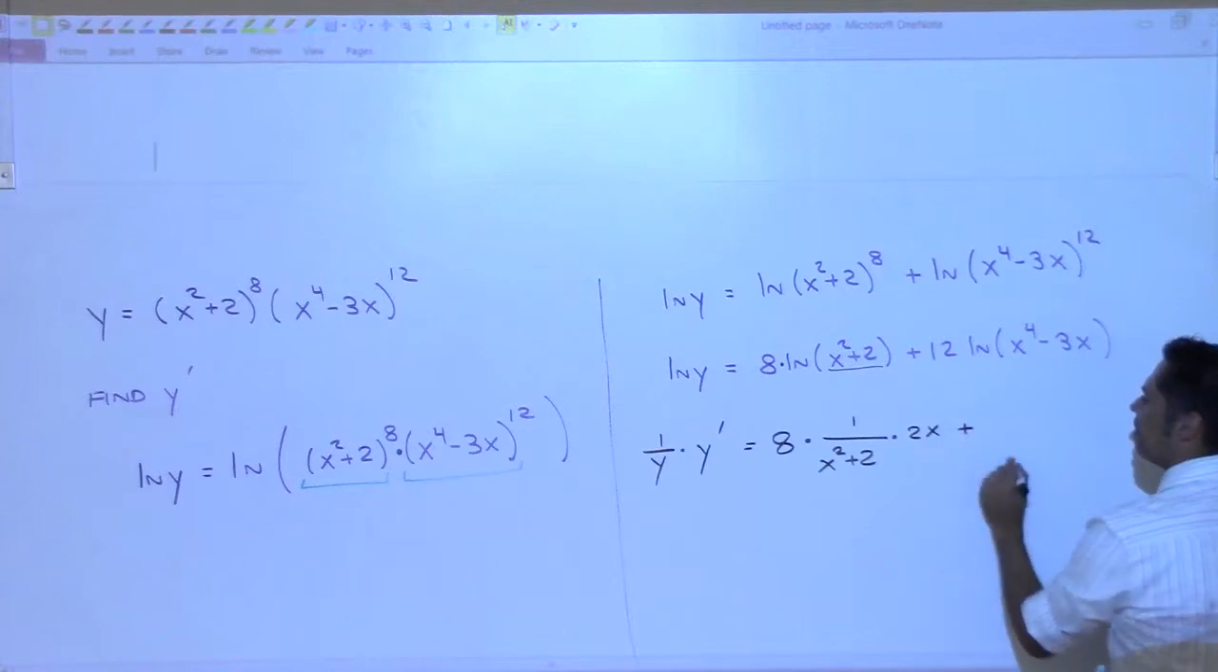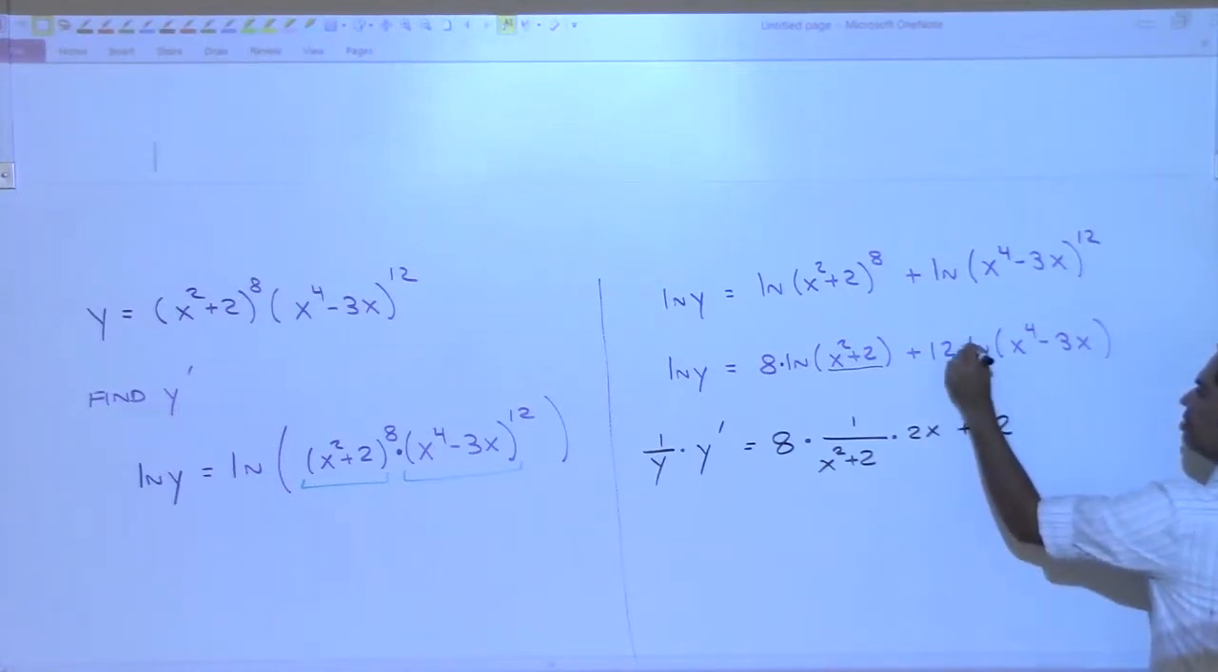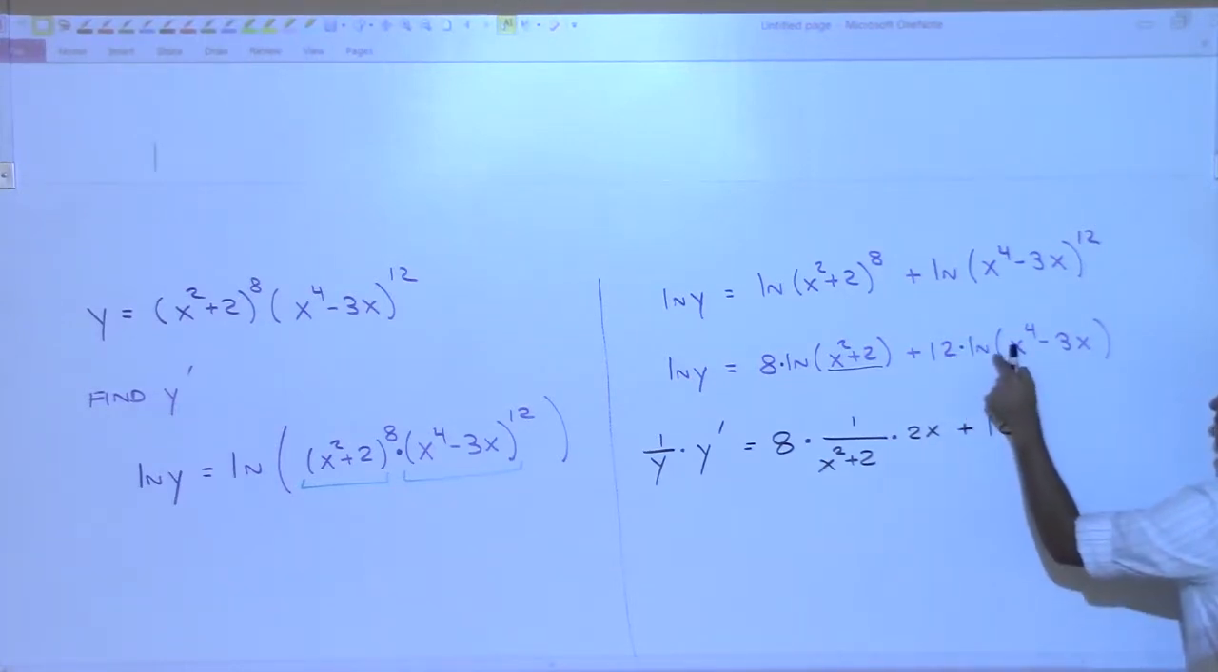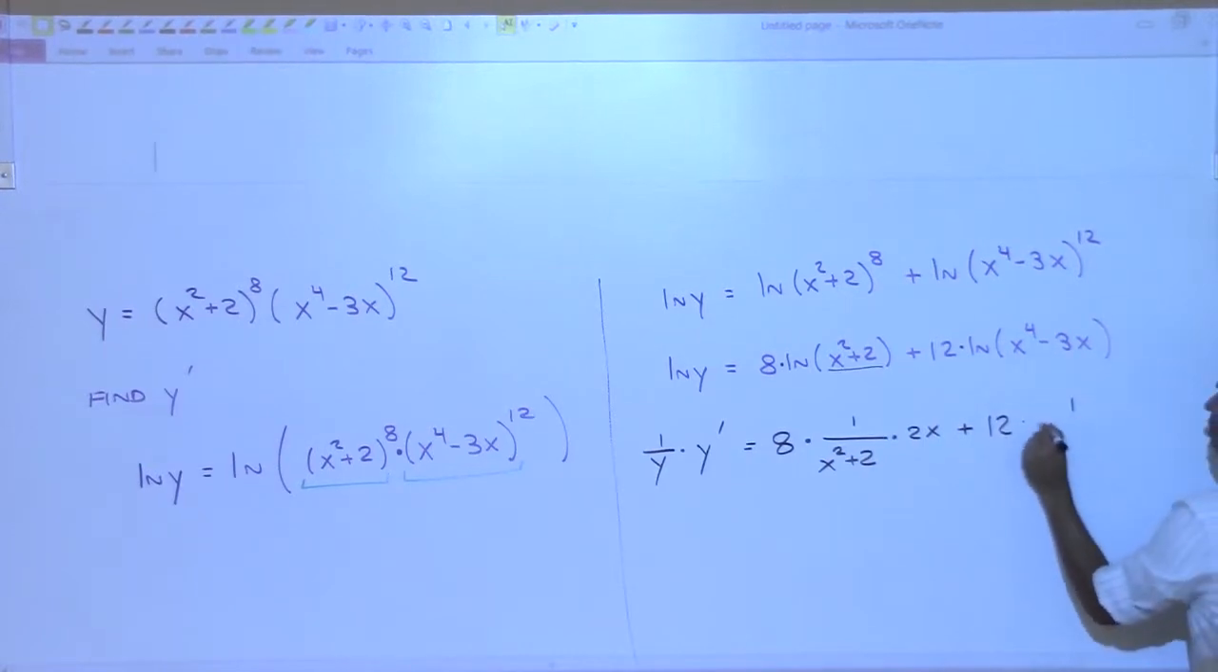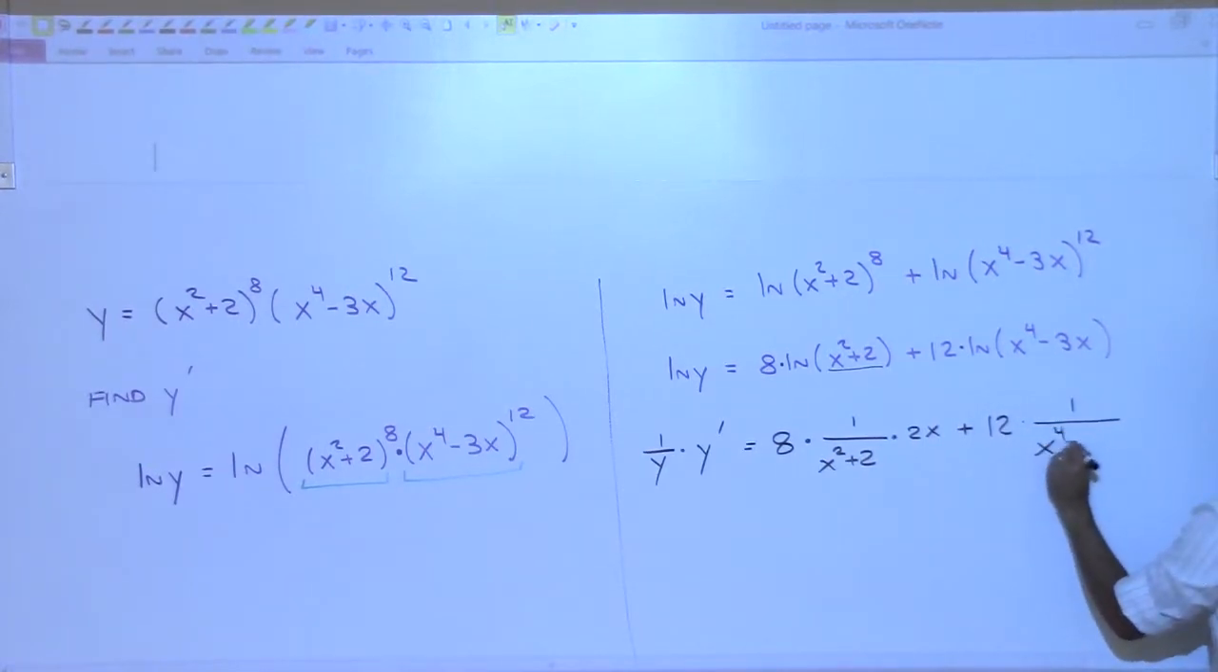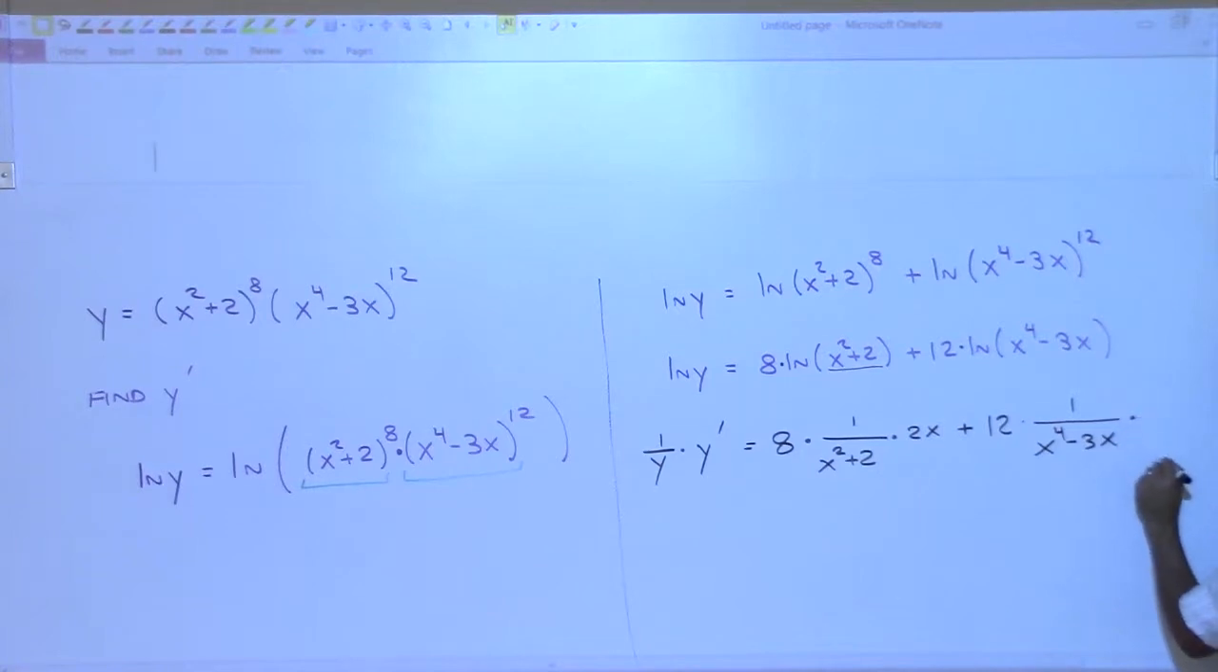And then plus, let's see, 12 comes for the ride because it's multiplied. And then I have natural log of something again. So 1 over x to the 4th minus 3x times derivative of what's inside. What is it? 4x cubed minus 3, right? And I have to have that in parentheses. So that's the derivative of what was inside the log.